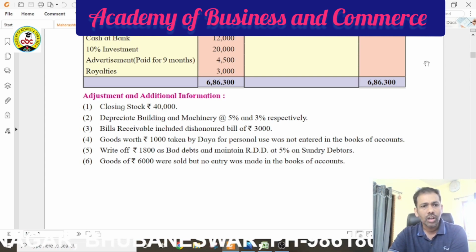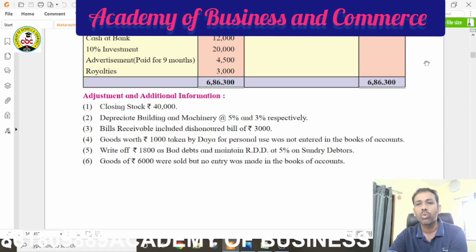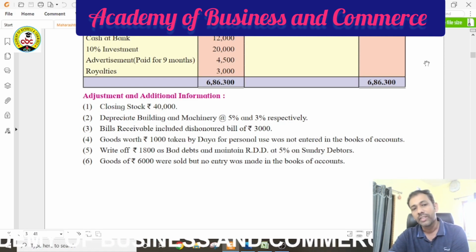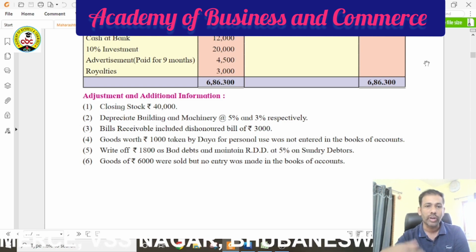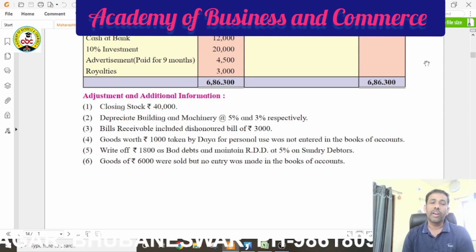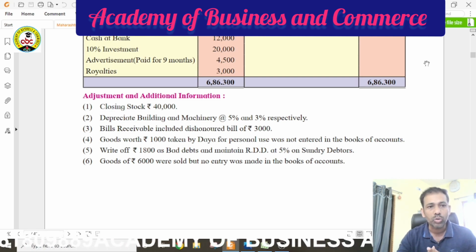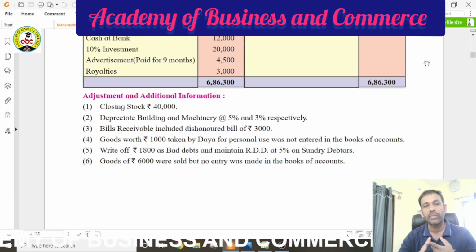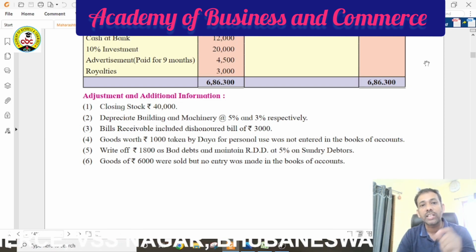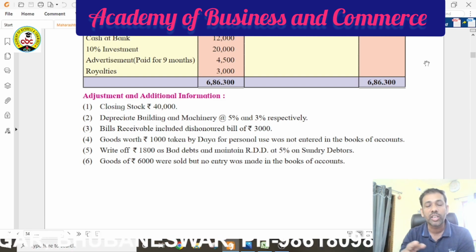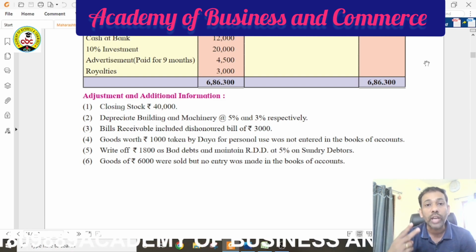Then goods worth 1,000 taken by Daya for personal use was not entered in the books of accounts. That means 1,000 was taken by Daya for personal use, which is not entered in the books. So we have to record it twice. Every student has to remember one thing while preparing final accounts with adjustments like this. Trial balance is given and certain adjustments are given. Then you have to know that the item given in the adjustment, we have to give the treatment for that particular transaction given in the additional information, 2 times.